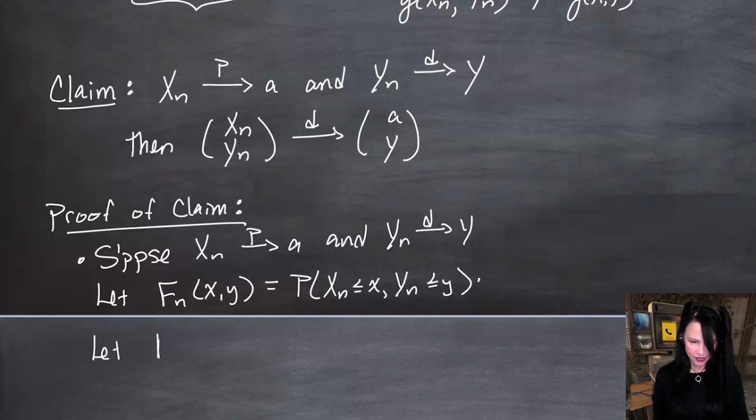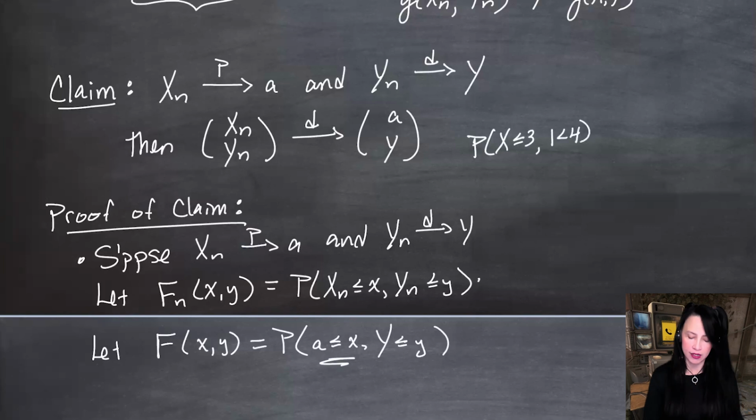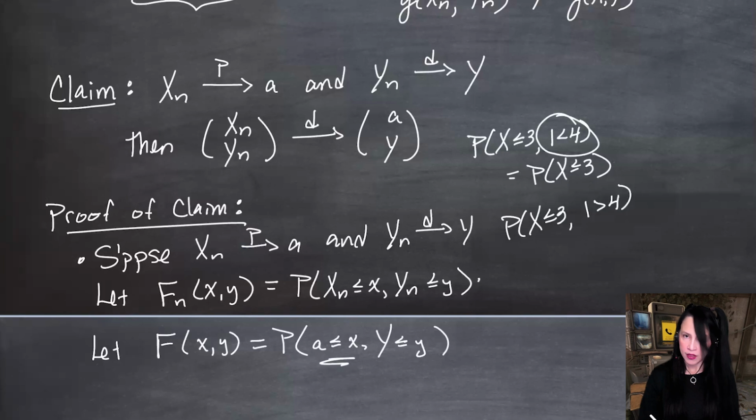So let's define that. I'm going to let capital F, without an n, of x and y be the probability that little a is less than or equal to little x and the random variable Y is less than or equal to little y. This is a very weird statement because there's nothing random over here. We've seen this before. It's like talking about the probability that X is less than or equal to 3 and 1 is less than 4. 1 is always less than 4, so this is just the probability that X is less than or equal to 3. This is just irrelevant. Whereas if you have the probability that X is less than or equal to 3 and 1 is greater than 4, this event is never going to happen, because this part is never going to happen. The event in parentheses means both of those things are happening, but this can't happen, so this is a 0.